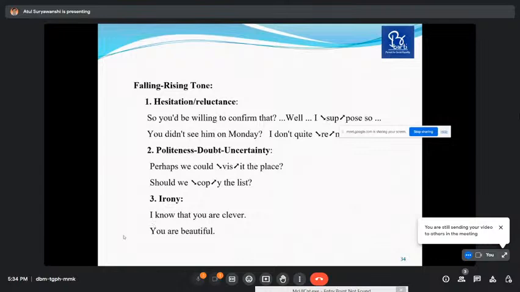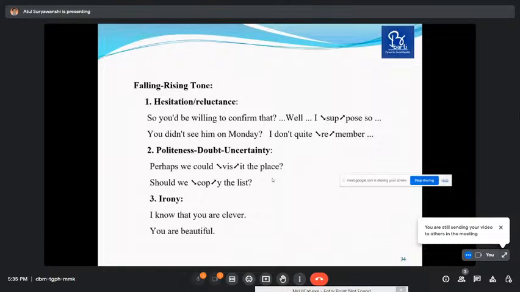The second example is given here so that you can understand it well. You didn't see him on Monday. I don't quite remember. So again, here is some sort of hesitation or reluctance, so falling-rising tone has been used. The next is politeness, to show doubt, uncertainty. Perhaps we could visit the place. Should we copy the list? So in politeness, in doubt, in uncertainty, falling-rising tone has been used.